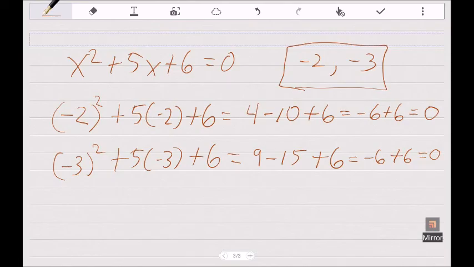Next time, what we'll look at is a more difficult case where the leading coefficient in front of the x squared is not 1. There's still a way to factor it, it's just a different step, and there's something called factoring by grouping. We'll go into that next time, and then carry on from there.